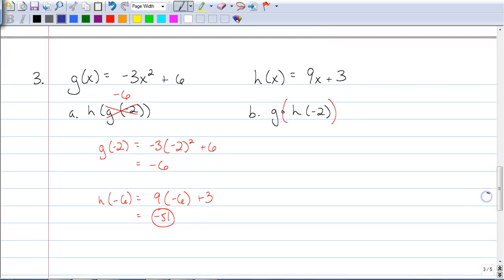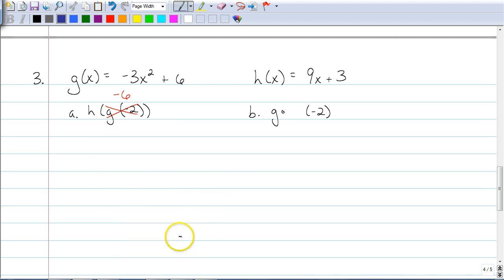Speaking of assignments, let's look at example 3 in your assignment. Example 3 looks like this, where we have a square in here. So we have negative 3 times x squared plus 6. It's very important that when we square something, to remember if it's negative, especially to put it in parentheses. So what we're going to do here is put negative 2 inside of function g first. And then we're going to take that answer and put it inside of function h.